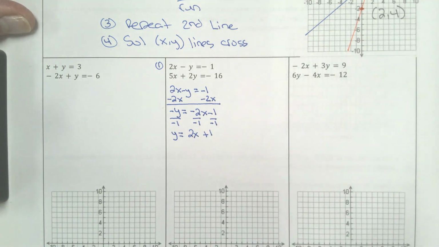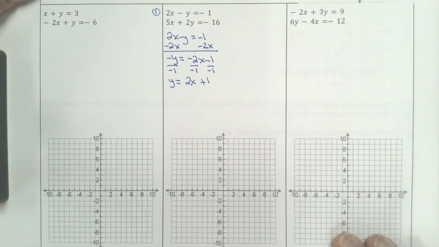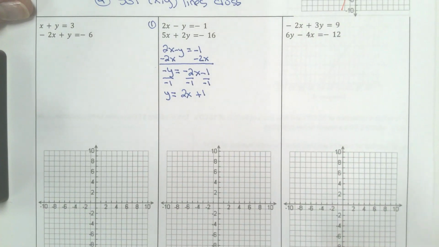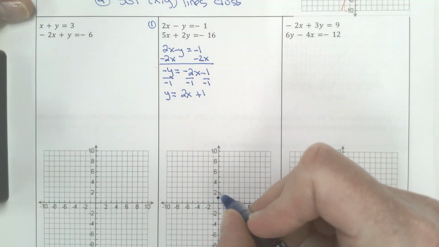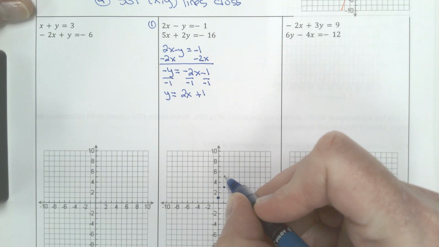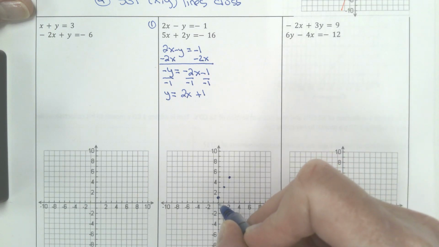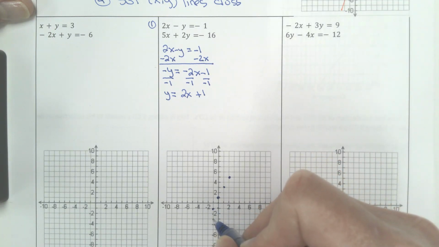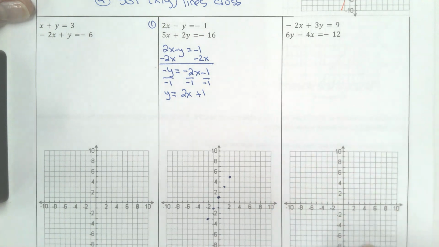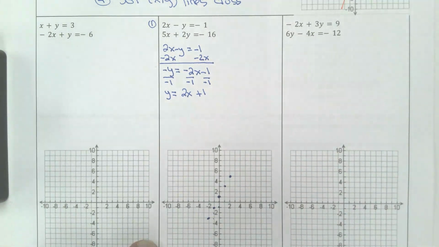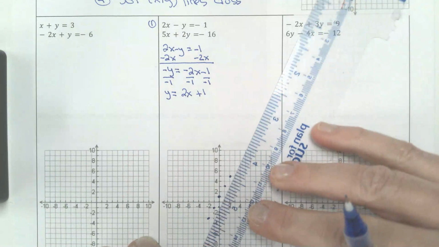So now I'm going to graph the line y equals 2x plus 1. So I start at 1 on the y-intercept, and from there I count up 2 and over 1 a handful of times. I might need to count down and left as well. And I'm going to take a straight edge and connect the dots.